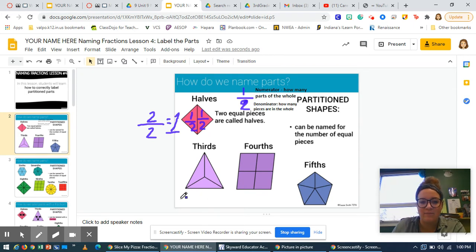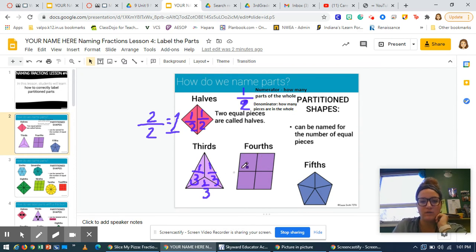All right, let's name these thirds. So thirds are one of 3 equal pieces. So this would be 1 part out of 3 total, 1/3. This would also be 1 part out of 3 total, 1/3. And this is 1 part out of 3 total, 1/3. All right, do you guys kind of see that pattern?